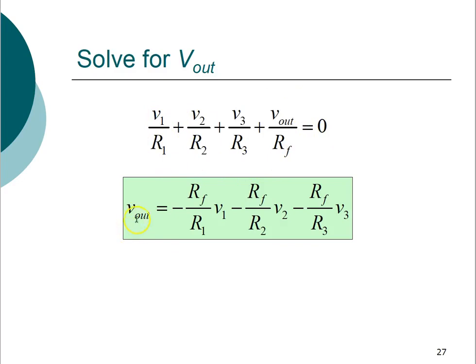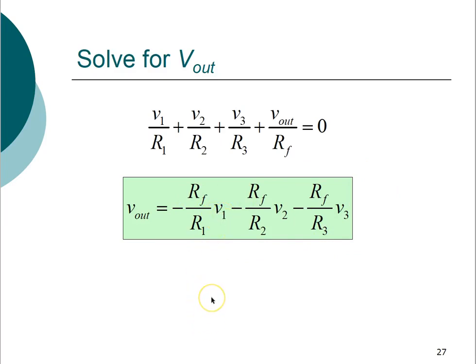So ultimately you will get output voltage is equal to minus RF by R1, V1 minus RF by R2, V2 minus RF by R3, V3. Okay, so right now we have derived this circuit and found out this equation. You can directly put the value of all these different resistances and feedback resistances into the equation of a simple inverting op amp.